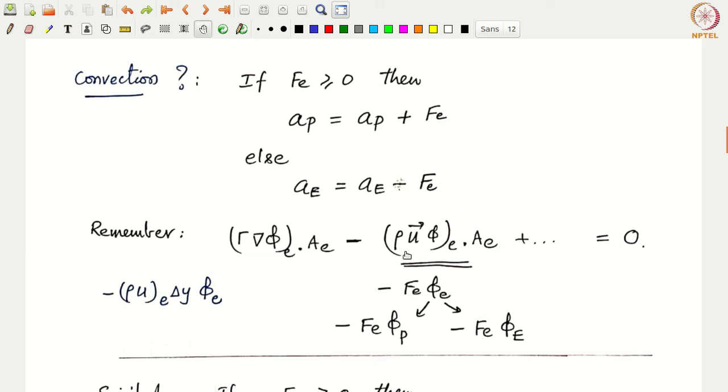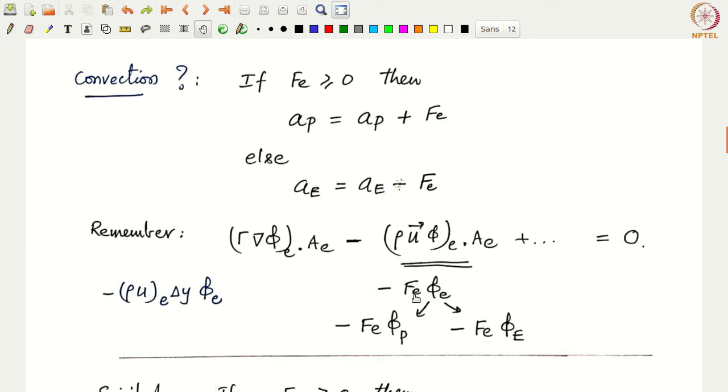Now what will happen if Fe is positive? If you look at here, this is your Fe, rho ue delta y. Ae in this particular case is positive i times delta y. So this term can be written as minus rho ue delta y phi e. Essentially this will be minus Fe phi e, where Fe is equal to rho ue delta y. Alright, so that is your minus Fe phi e. Now if Fe is positive, then phi little e equals phi p, right? Then this will be minus Fe phi p.